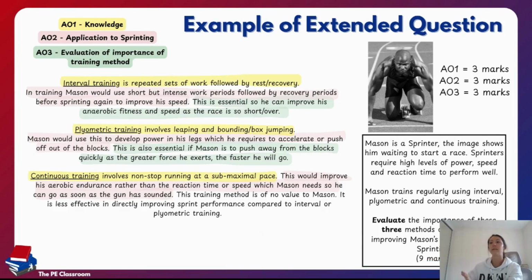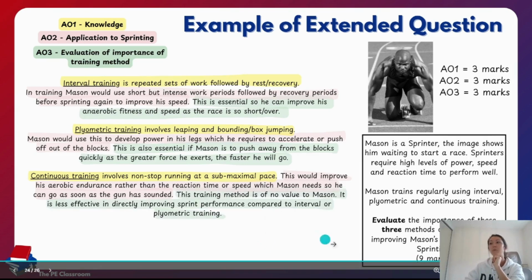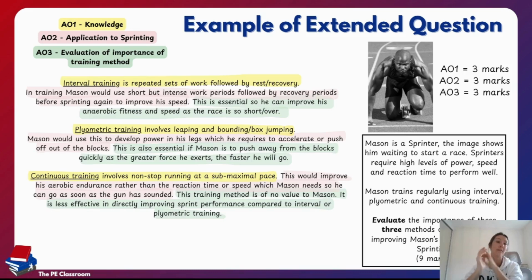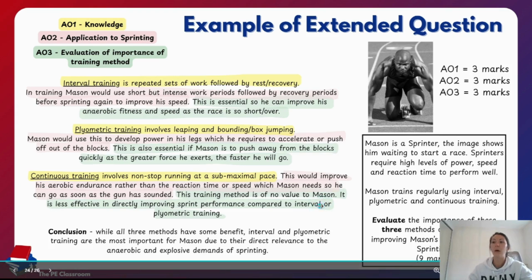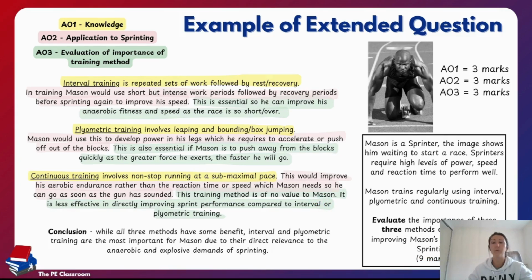It is less effective in directly improving his sprint performance compared to interval training or plyometric training. So I've basically said continuous training is not the type of training that he needs, and I've said because it doesn't improve his sprint performance. I would then conclude my answer. While all three methods have some benefit, interval and plyometric training are the most important for Mason due to their direct relevance to anaerobic and explosive demands of sprinting.